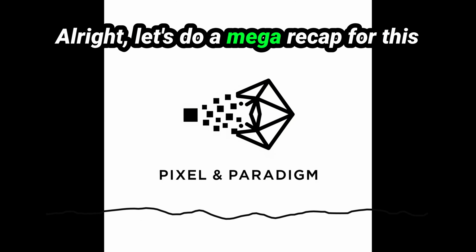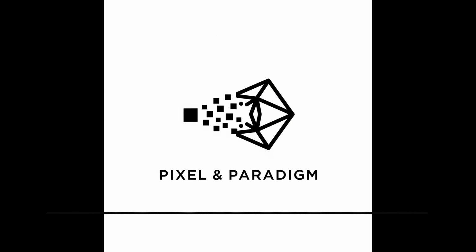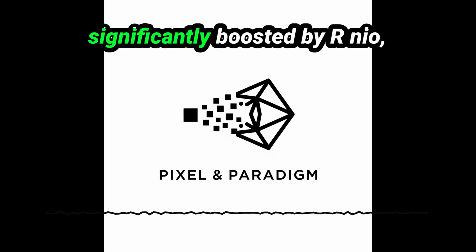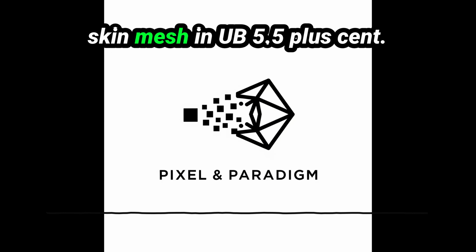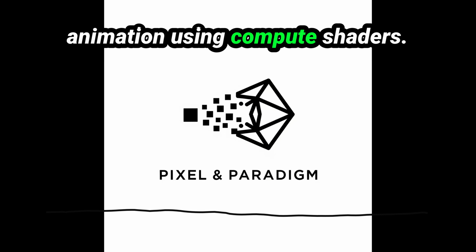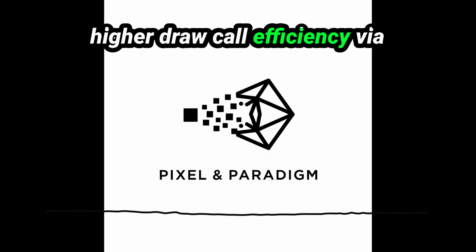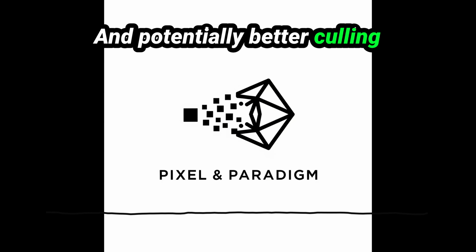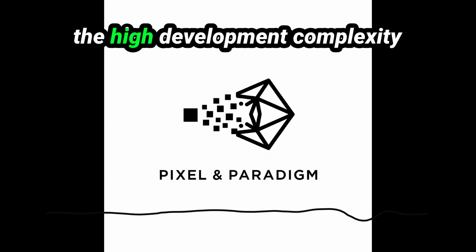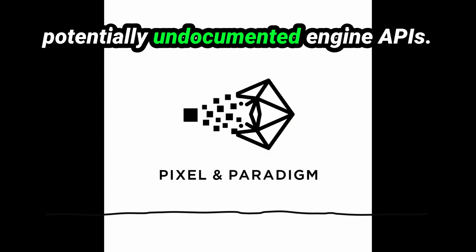All right, let's do a mega recap for this whole rigged Nanite skeletal meshes and compute shaders section. It's important to understand the potential and the current reality. Key points. This is an experimental feature, significantly boosted by Nanite skinned mesh in UE 5.5 plus. The core goal is GPU-driven bone animation using compute shaders, shifting heavy calculation off the CPU. Potential benefits include much higher draw call efficiency via instancing animation banks and potentially better culling and VSM interaction compared to WPO if implemented correctly. However, the major challenges are the high development complexity required, deep technical expertise needed, and reliance on evolving, potentially undocumented engine APIs.